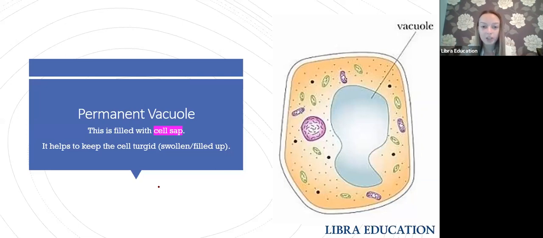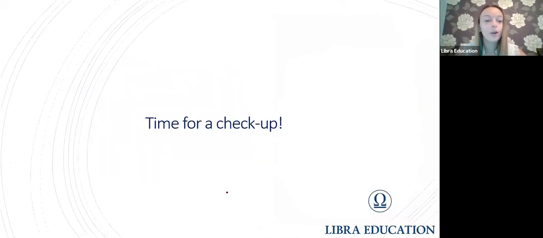So if it wasn't turgid and it wasn't kind of rigid like that, the plant would then wilt. So whilst keeping it turgid may not sound like a positive thing, it really is. It's quite easy to spot on a diagram. As we have here, it's a very large part of the diagram, and it looks a bit like a lake. Okay, so time for another quick check-in to just see how you're getting on.